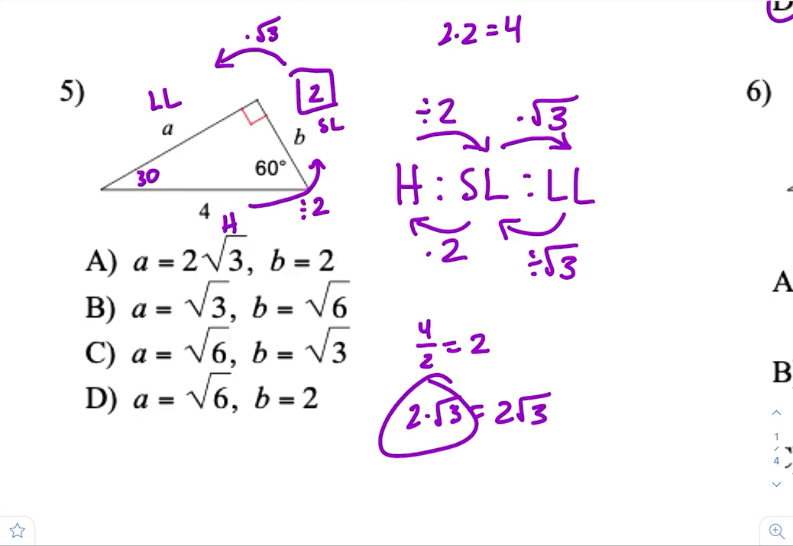Can't multiply these together because remember, a square root times a square root, then you can multiply the inside of square roots, but since this is a 2 and that's a square root of 3, you guys cannot combine those. So 2 square root of 3. So A is 2 square root of 3 and B is 2, so that's letter A.